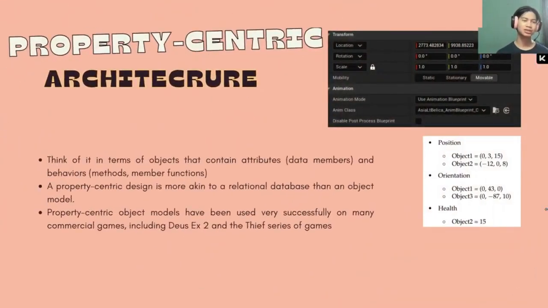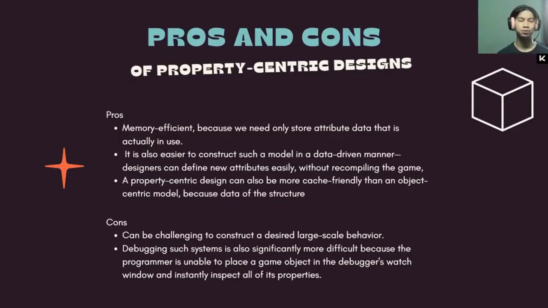So think of it in terms of an object that contains attributes, data members, and behavior, member functions. It's akin to a relational database, where there is an object, and this is used quite a lot in very successful commercial games. Pros and cons of property-centric designs.